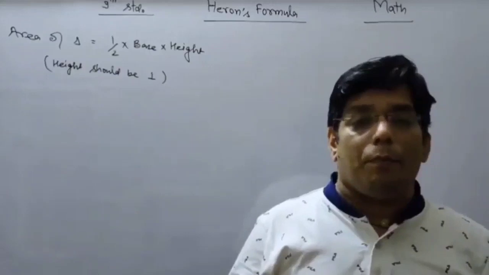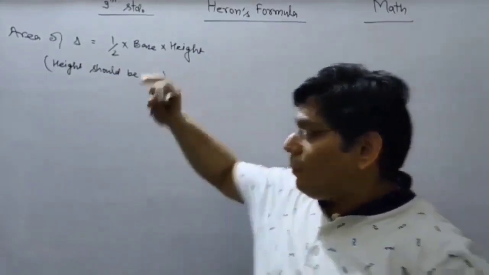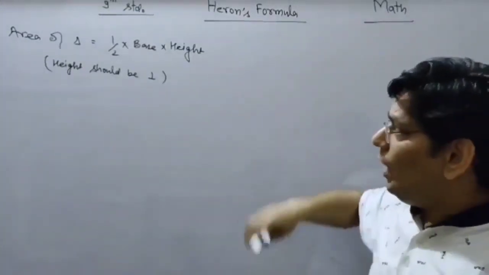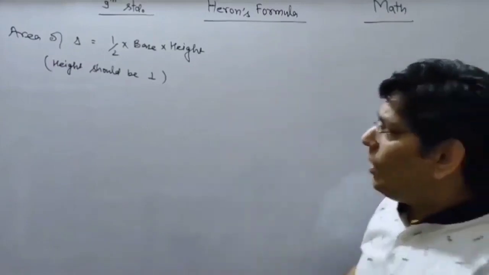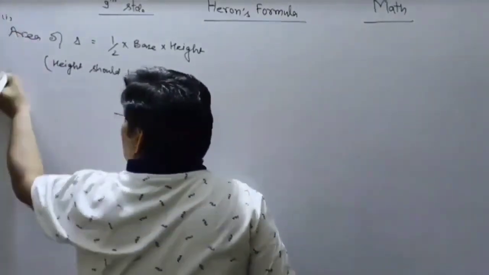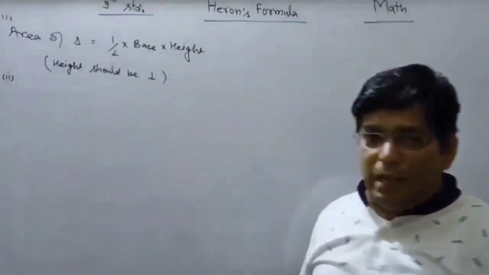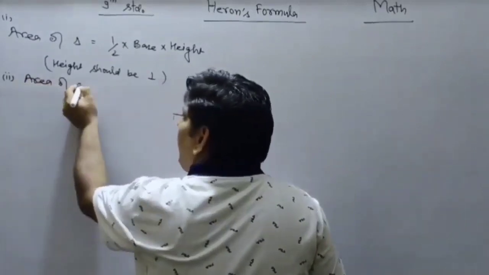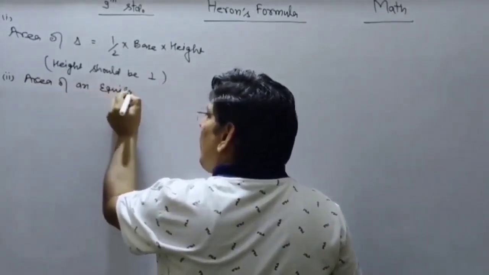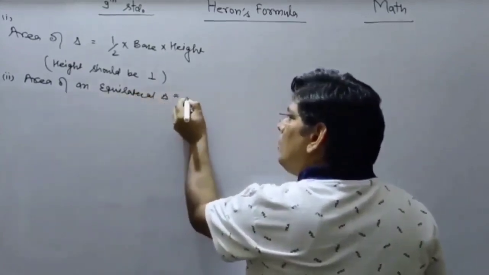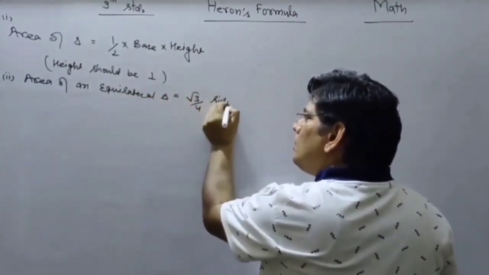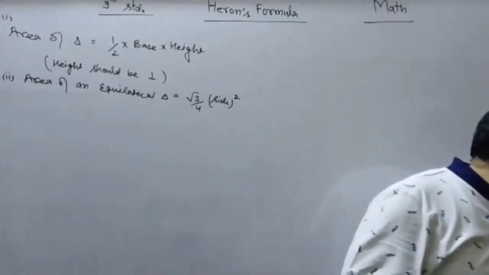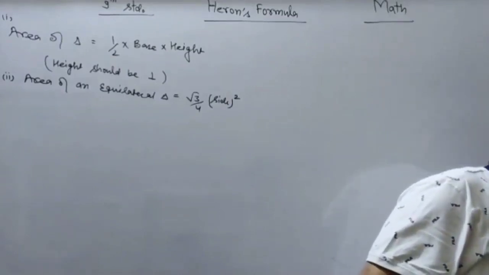But what happens when the height or the perpendicular is not given? In that situation, we should go for Heron's formula. And before we start Heron's formula, we should know the area of an equilateral triangle. The area of an equilateral triangle is √3/4 times side squared, √3/4 side square.